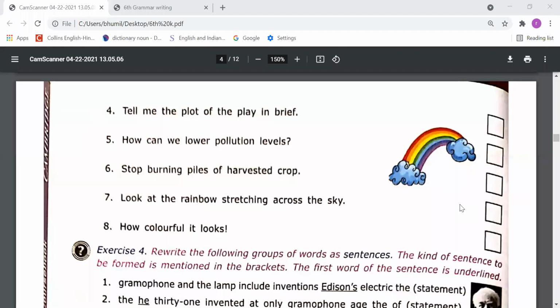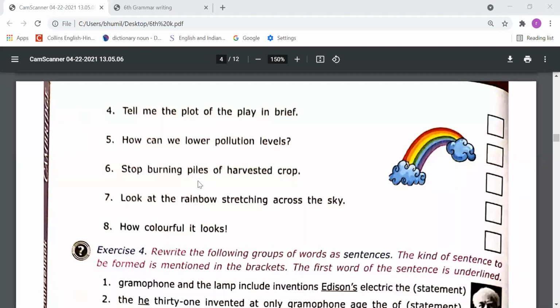"Tell me the plot of the play in brief." This is like we are telling someone to tell the plot of this play. So we are giving an order. So that's an imperative sentence. IM we have to write here. Sentence number 5: "How can we lower pollution levels?" The question mark is at the end. That is an interrogative sentence. IN you have to mention.